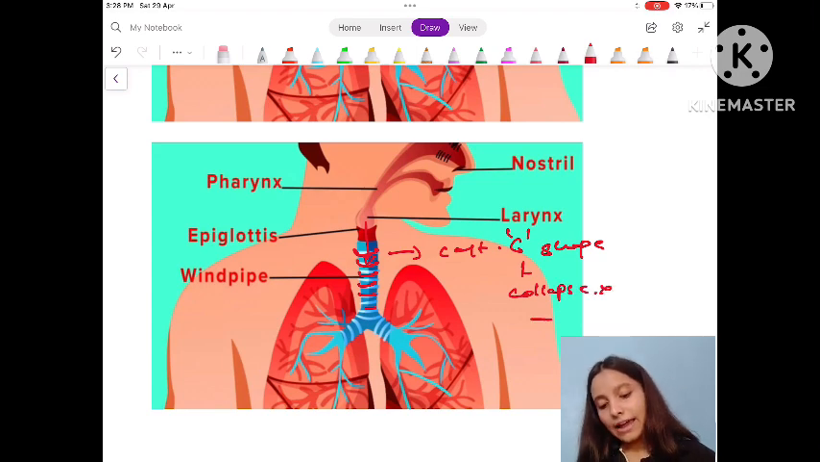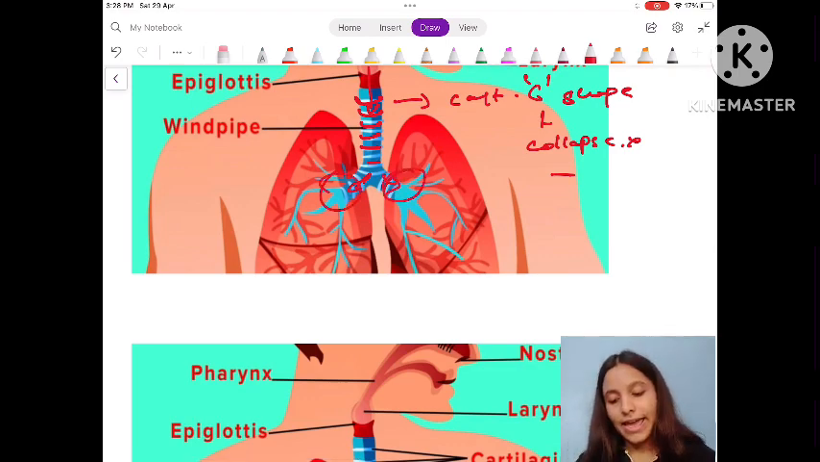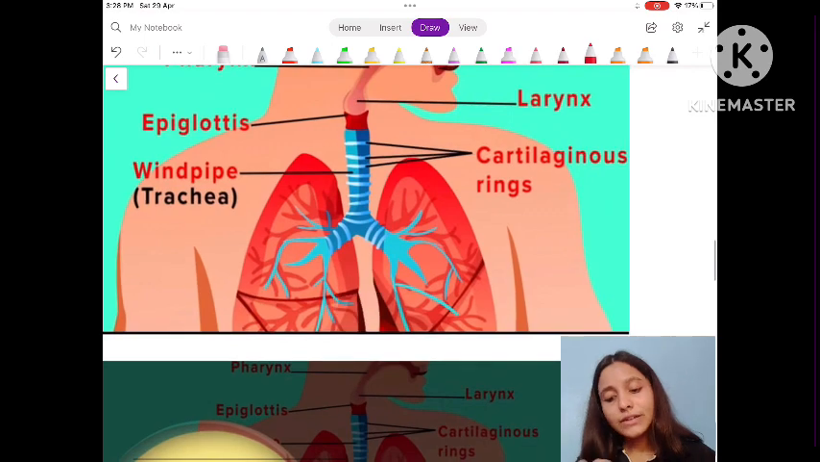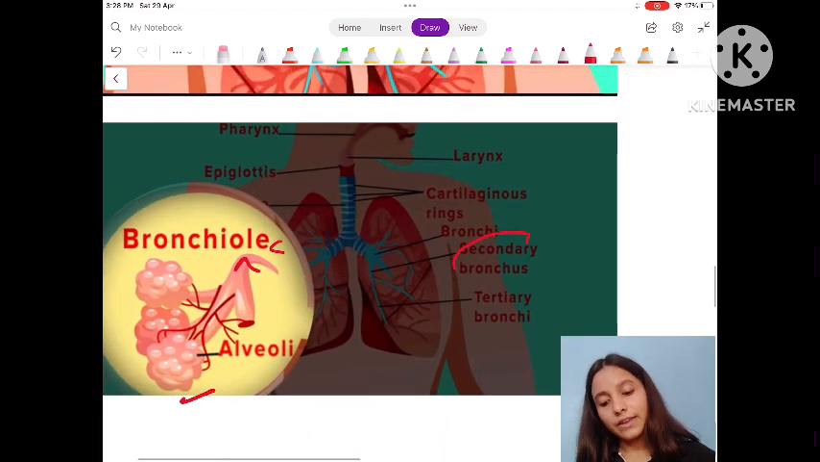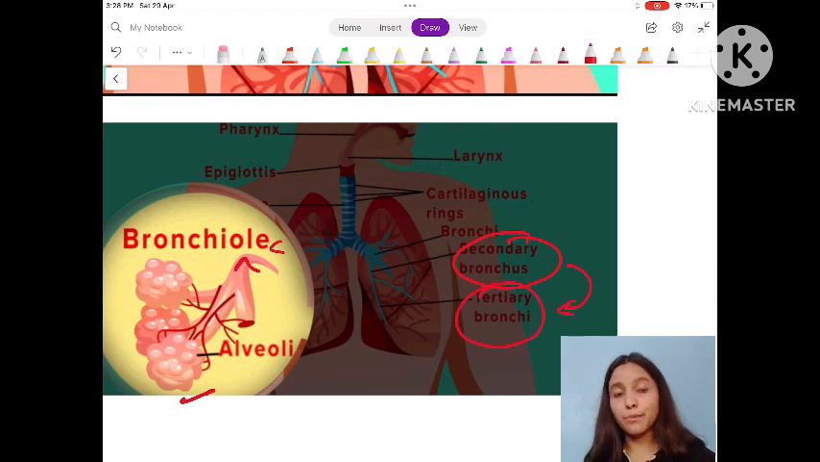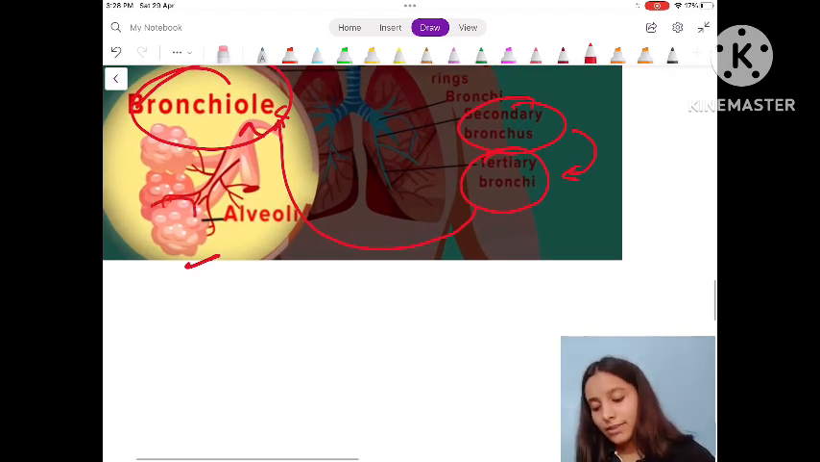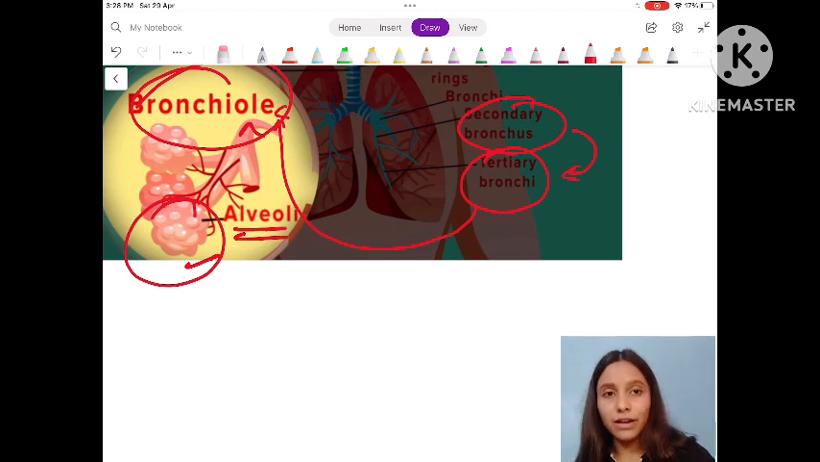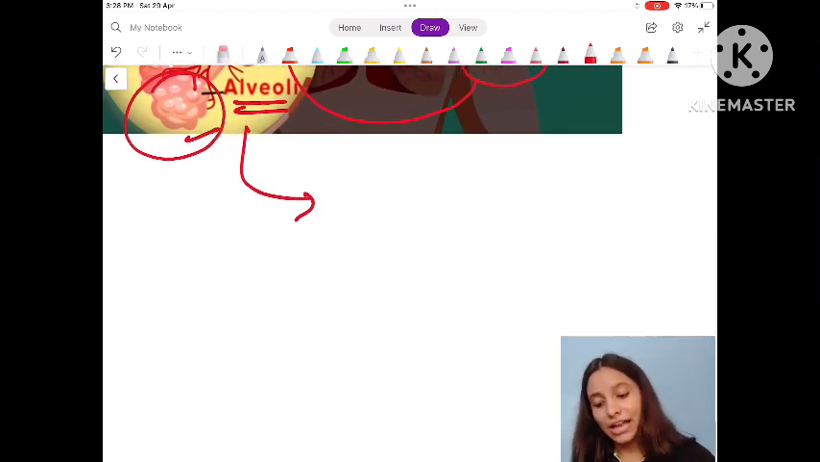Okay, and after that this windpipe opens into two parts that are called the bronchi, and the bronchi further divide inside the lungs into secondary bronchi, and then the secondary bronchi divide into tertiary bronchi, and the tertiary bronchi get divided into the bronchioles. And the bronchioles are nothing but clusters of alveoli. The alveoli are the real site where the exchange of gases actually takes place.